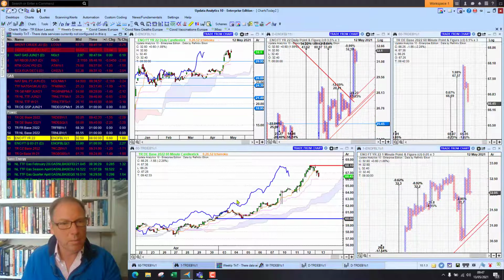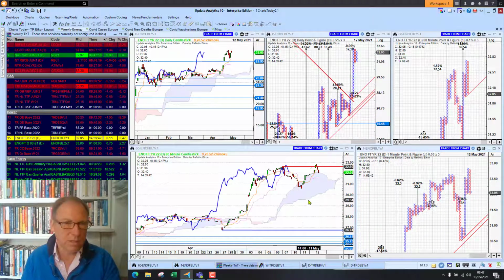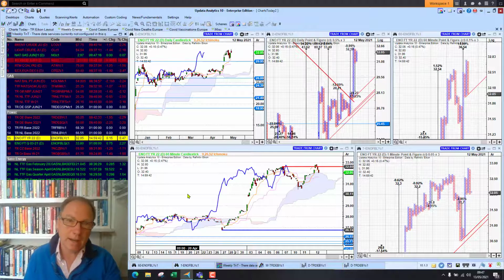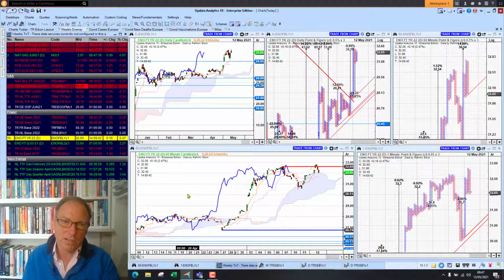We're also seeing Nordic power bucking the trend, in fact, just up 2% on both the CAL and the quarterly. That's it for today. Keep an eye on those 1-minute point and figure targets.